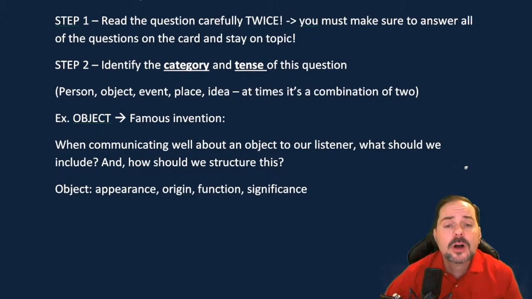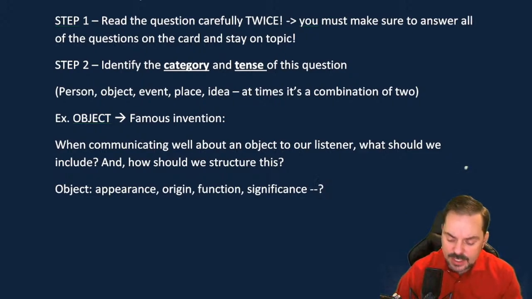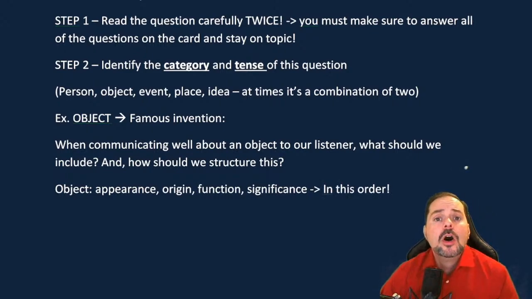So if we talk about an object, to clearly talk about an object, we want to talk about its appearance, what it looks like. We want to talk about its origin, where it comes from. We want to talk about its function, which means how it works, and its significance, which means its utility or its usefulness, okay? So those are in that order, okay? So in this order. All right. Okay, very good.